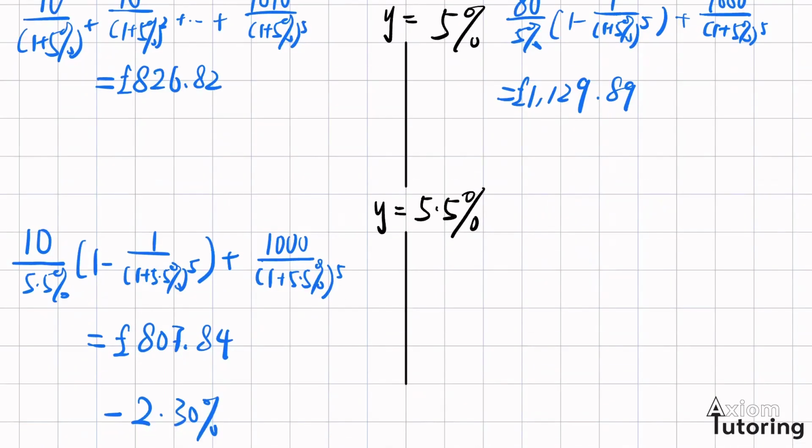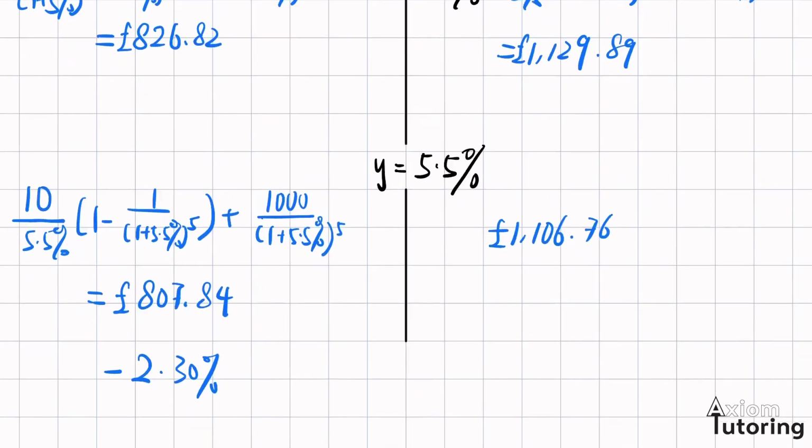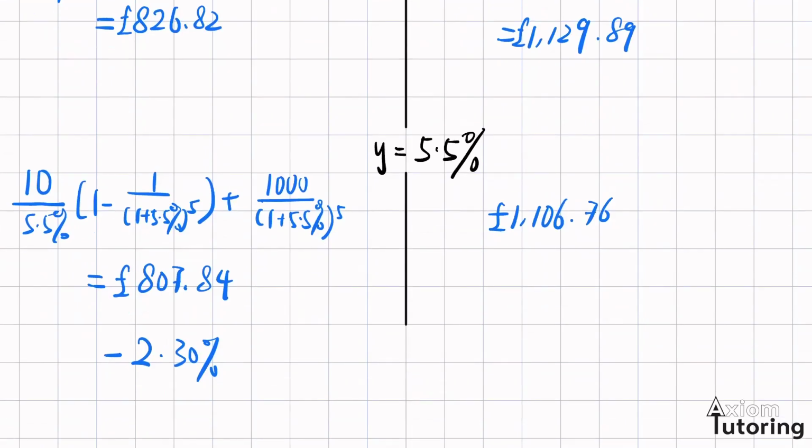Right? So similarly, we can do the 5.5% as the yield to maturity, but now I'm going to skip the calculations. So the new price is going to be £1,106.76. Right? And then we still need to calculate the relative change in percentages. So if you use the new price minus the old price divided by the original price, you will get a price decrease of 2.05%.